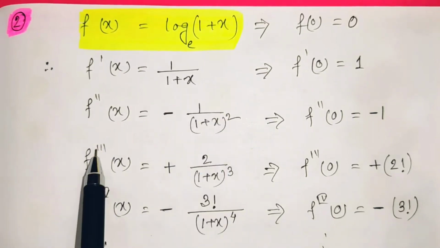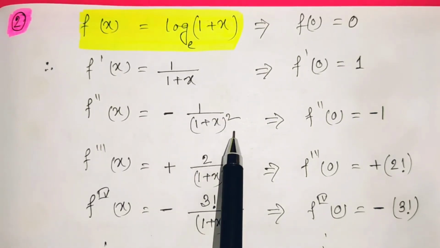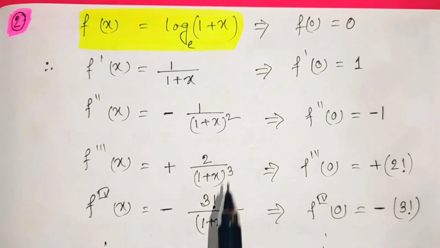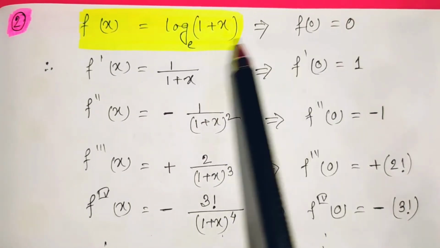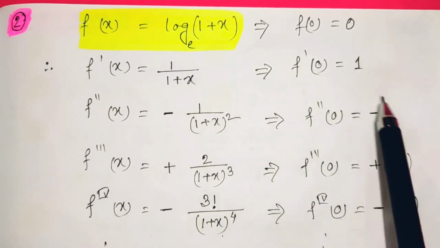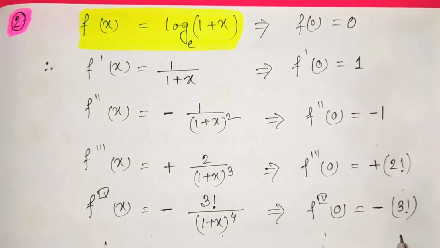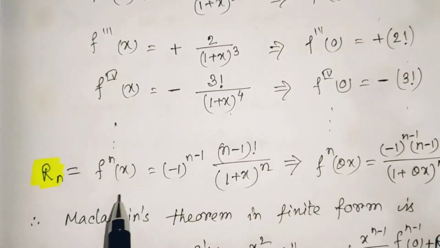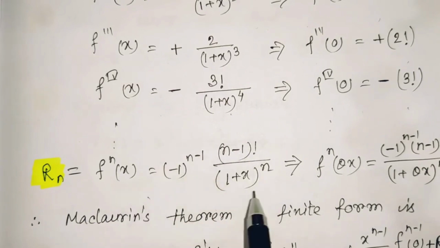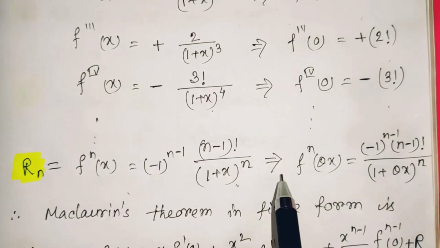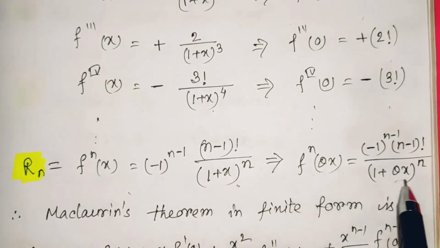1 plus x, the second one is minus 1 by (1 plus x) square, and in this way it will progress. At the point 0, that means when x is equal to 0, their functional values are defined in this way. Now if we take the nth order, then this is its nth order derivative, and at the point theta x, this is its value.